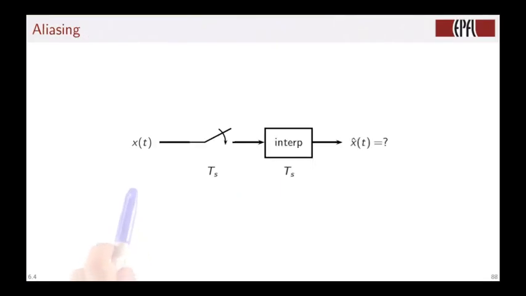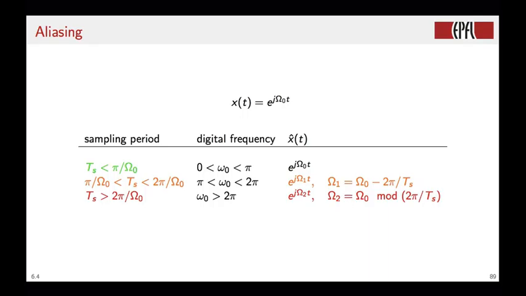Let's look at what happens when we reconstruct or interpolate based on the samples we have just seen. Let's look at this in a block diagram. So we have x(t), we sample with a sampling period Ts, then we interpolate again with a spacing of Ts, and we get x̂(t). What is x̂(t) with respect to x(t)? Now let's look at the output x̂(t) and what frequency will be reproduced.